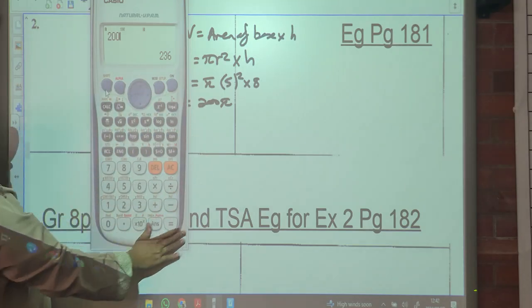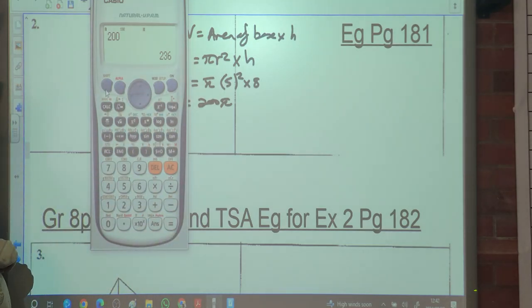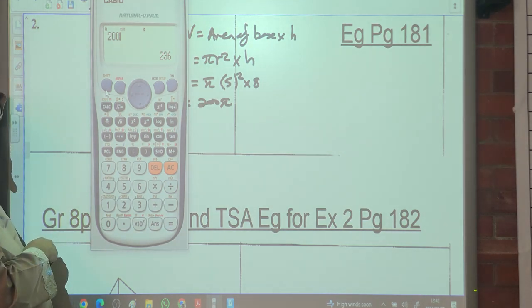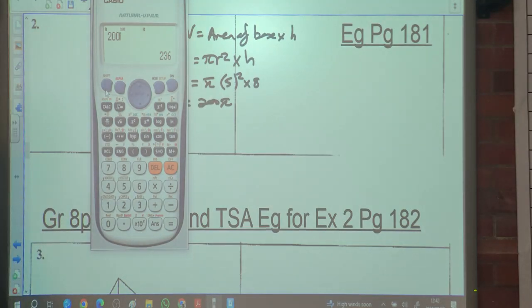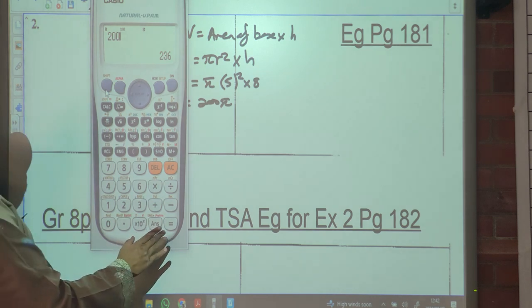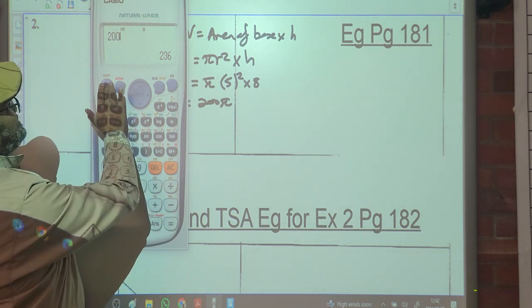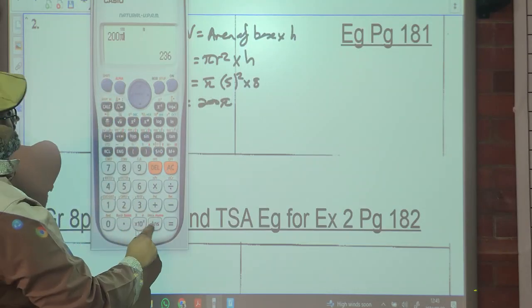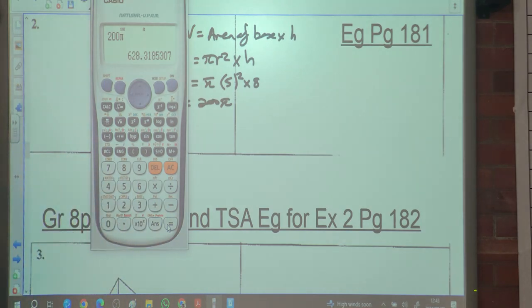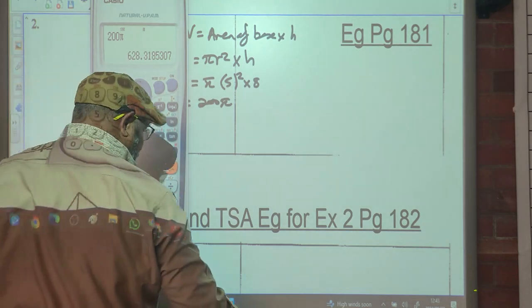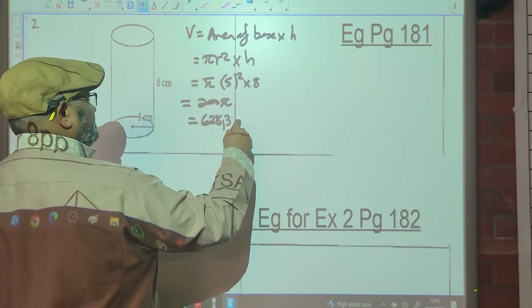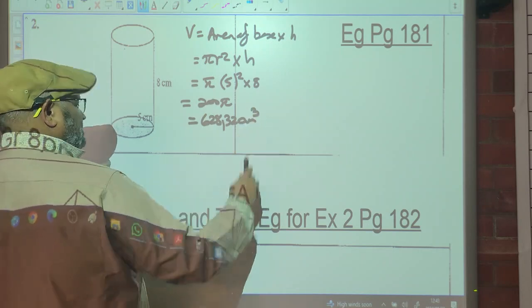By pressing shift, I've activated all the yellow keys of the calculator. Sorry? You didn't know? That is why you're here. Otherwise we knew everything. So shift, the button. Whoops, the wrong one. Shift, that one. Gives us 628,3. Is that correct? Centimeters cubed.